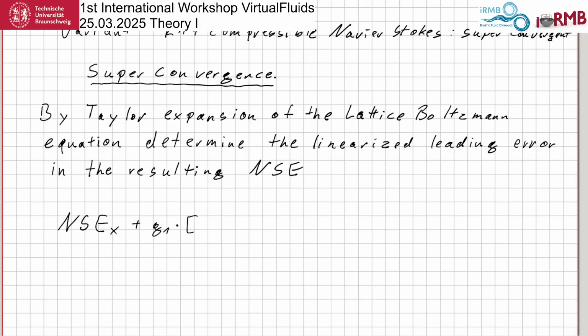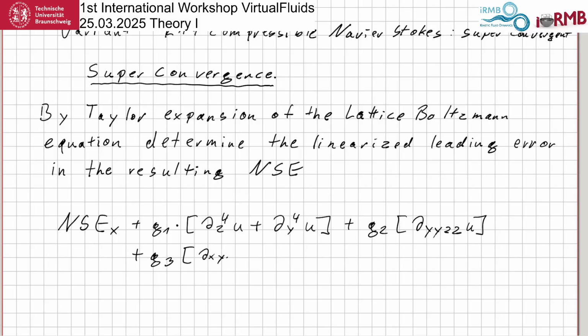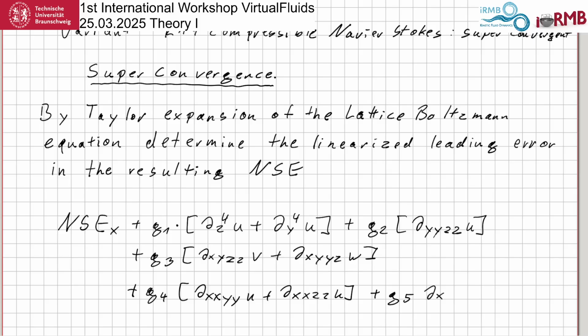Everything else is constant, and the part that is not constant is you get the forced derivative of u plus in z direction, and the forced derivative in y also on u with one prefactor here, and you get a g2 that comes with the forced derivative dyy z also on u, plus a g3 dxy z on v plus dxy z on w, plus g4 on dxxy u plus dxx z u plus g5 on dx4 and u.